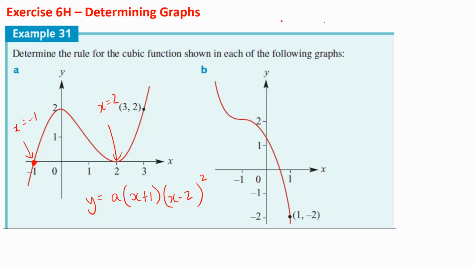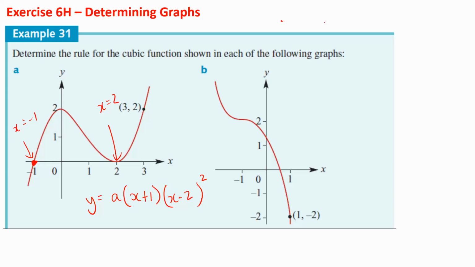Now notice I've got an a. You always have an a, because what you don't know is how thin or wide it is. That's what the a is for. That's all you're really doing. It's the same thing as your quadratics. You're always trying to find a. That was part of your SAC. It was the same thing last term to find a. Now, how do I find a?